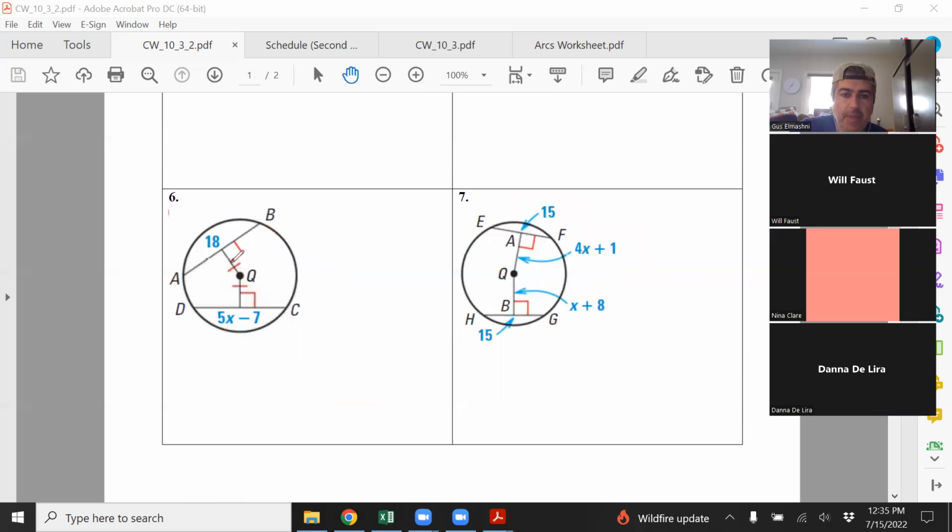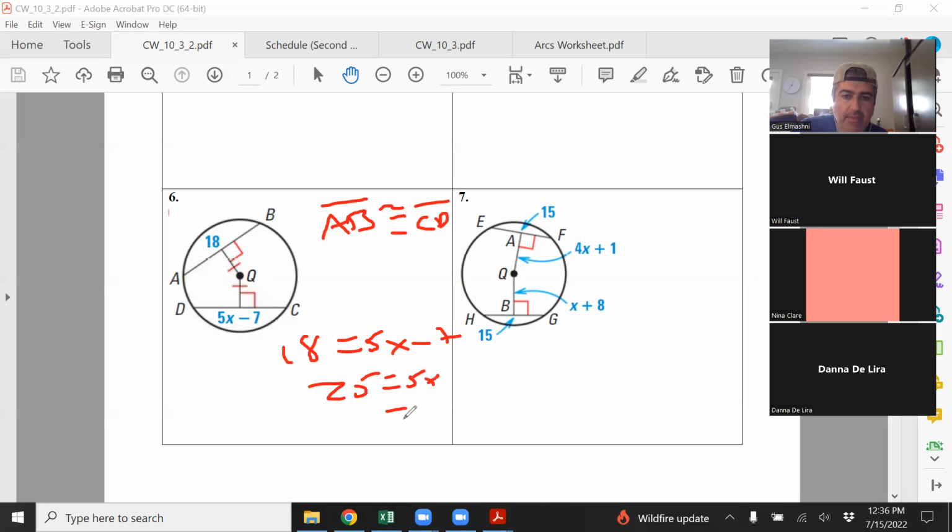These will also be the same because both chords AB and DC are equidistant from the center, as you see from those markings there. So AB is congruent to CD. So 18 equals 5x minus 7. 25 equals 5x, x is 5.